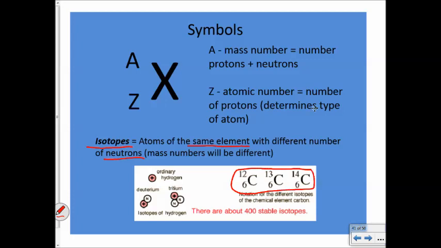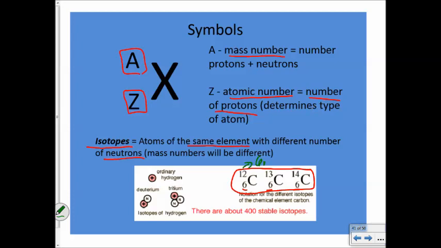These are all carbons because they all have 6 protons. The bottom number next to the symbol is always the atomic number, or the proton number. The upper number on the left there is always going to be the mass number. Mass number, atomic number, which is also the number of protons. We use this standard nuclear notation to figure out protons, neutrons, and then if there's a charge, we can figure out the electrons.